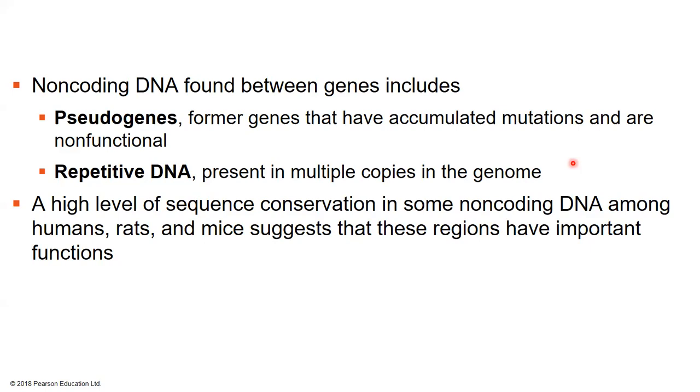The non-coding DNA that is found between genes includes pseudogenes. These are genes that used to have function, accumulated mutations, and are now non-functional. Also, we have repetitive DNA, so we have certain sequences that are repeated over and over in the same location of the chromosome or in multiple locations in the genome.